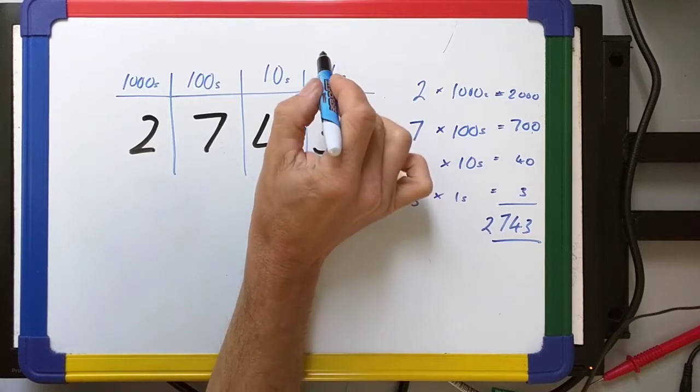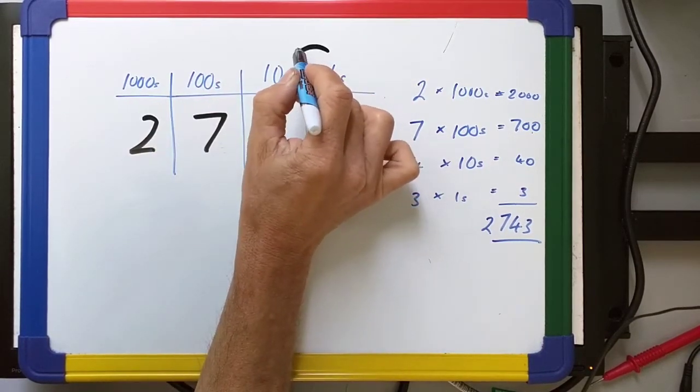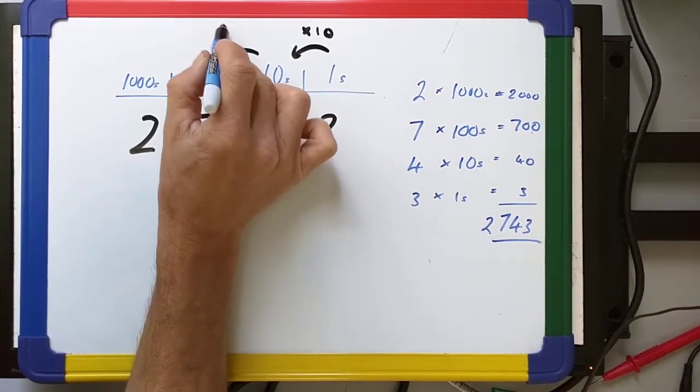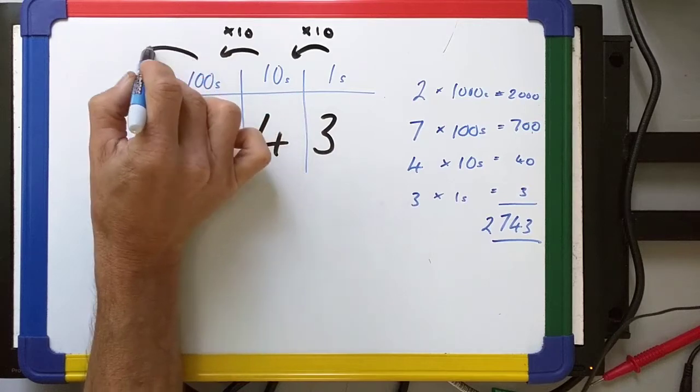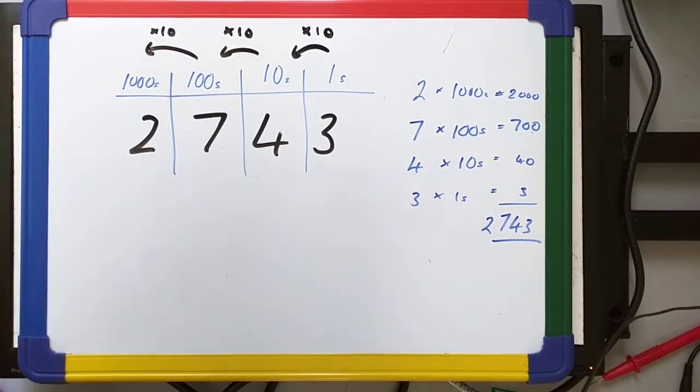Now before we look at binary, let's remind ourselves what's going on here. These columns, 1, 10, 100, 1,000, each column is 10 times bigger than the previous column. That's why this is the base 10 numbering system, or decimal numbering system.